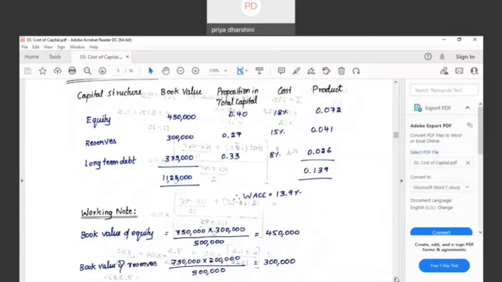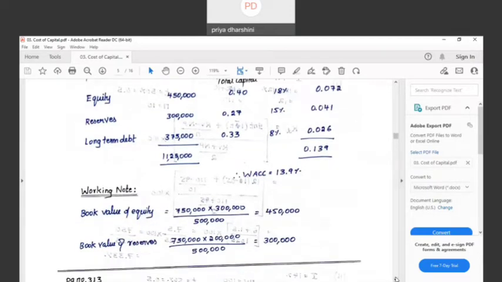7,50,000 is the total market value. How much is the book value of equity capital? It is 3 lakhs divided by 5 lakhs. So 7,50,000 into 3 lakh divided by 5 lakh.